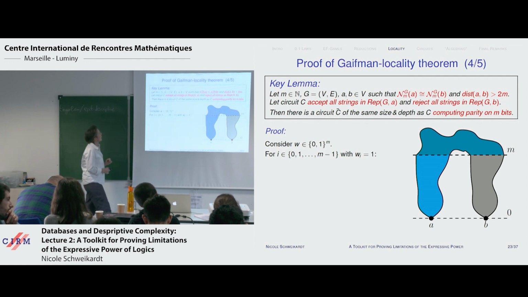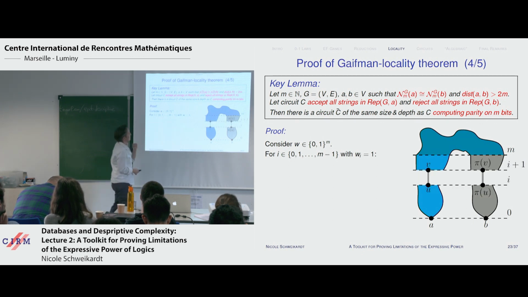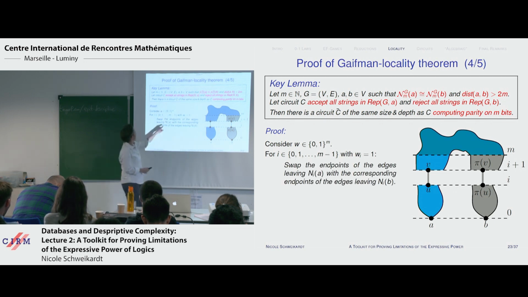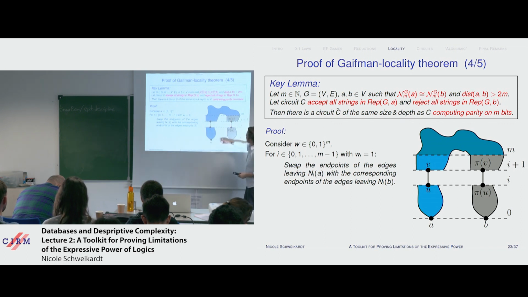And so what do I do here? I look at this string, and I look at positions in the string where there is a 1. So let's say i is some number between 0 and m minus 1. So this is distance 0 from A, distance 1 up to distance m from A. So here I look at nodes between distance i and i plus 1. So what does this look like here?